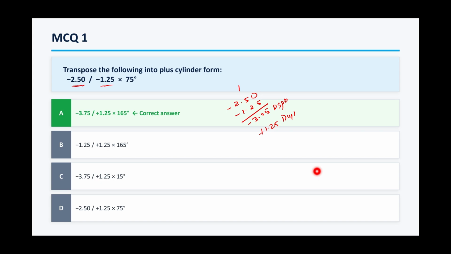Okay, we are going to change the sign of the cylinder, which makes it plus 1.25 cylinder, and since it is less than 90, we are going to add 90 to the 75 degrees, which will give 165 as the new value. So the final prescription is minus 3.75 sphere, 1.25 cylinder plus, and the degree is 165. So this is the answer.